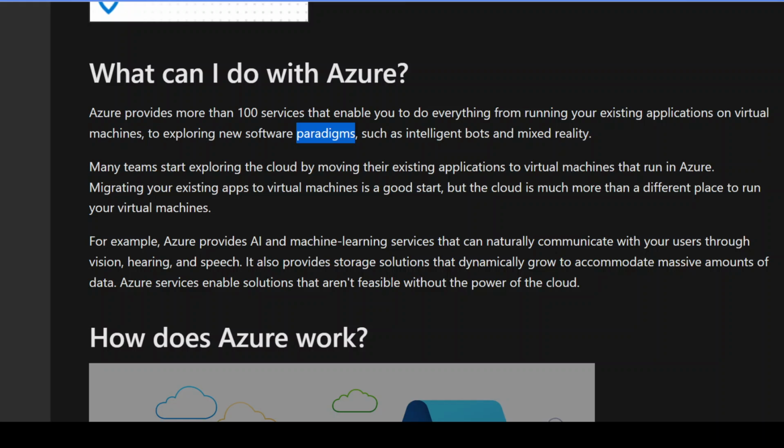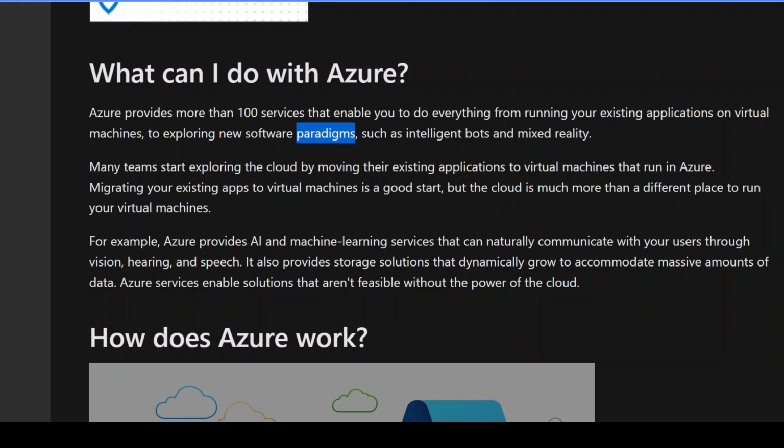Alright. So, hinost din ng Azure ang software paradigms such as intelligent bots and mixed reality. May ganon. Intelligent bots and mixed reality. So, meron ding aid sa mga developer itong si Azure. New software paradigms. Siguro ano siya, compatible siya sa iba't ibang software paradigms, and different kinds na para ma-deploy yung software. Compatible si Azure dyan. Siguro yung mga GitHub, no? Jenkins, whatevs. Okay, move on.